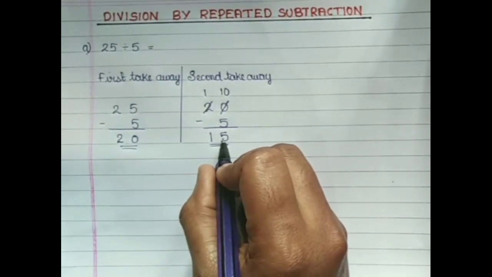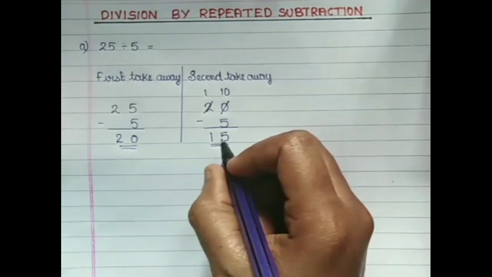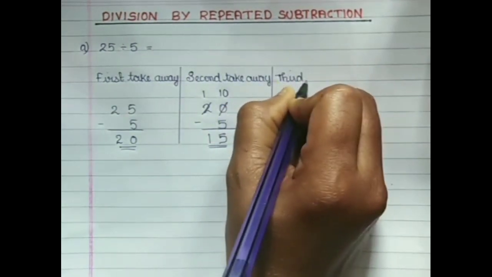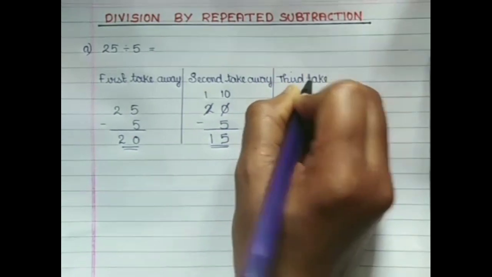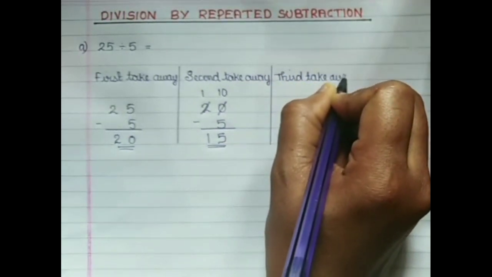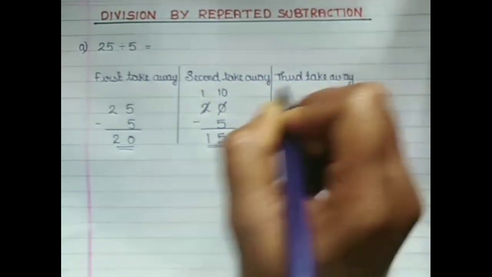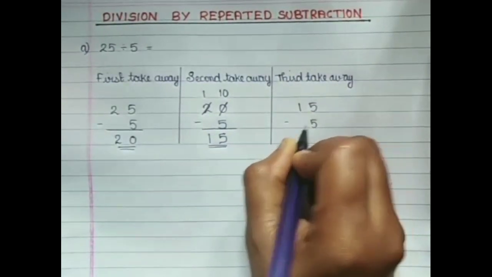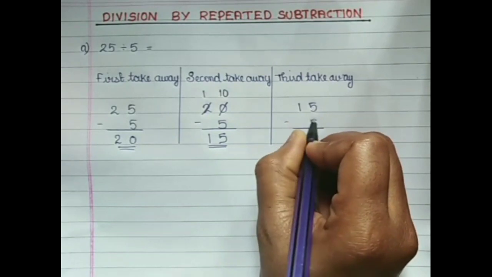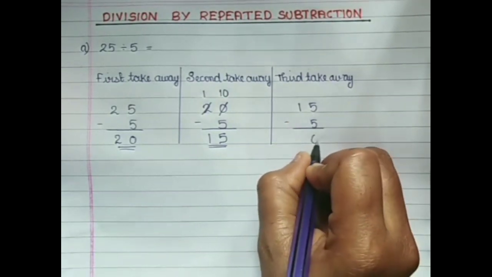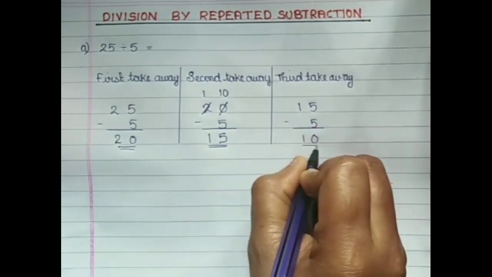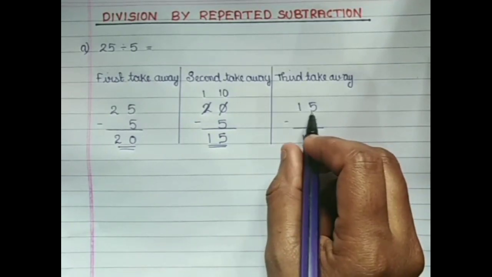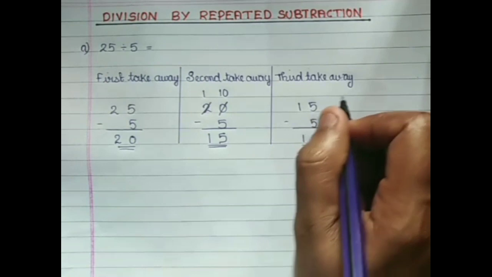Next we have to take away the number 5 from the number 15. So third take away. Now subtract 15 minus 5. Subtract 5 minus 5, 0, then 1. So the answer is 10. If we take away 5 from the number 15, we get the answer 10.